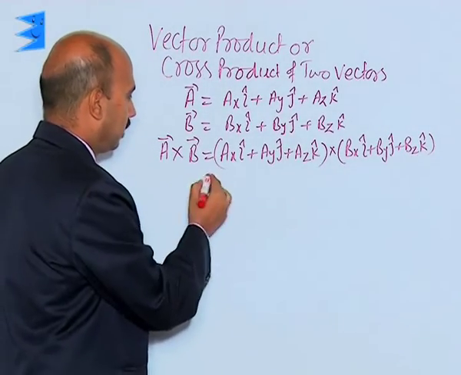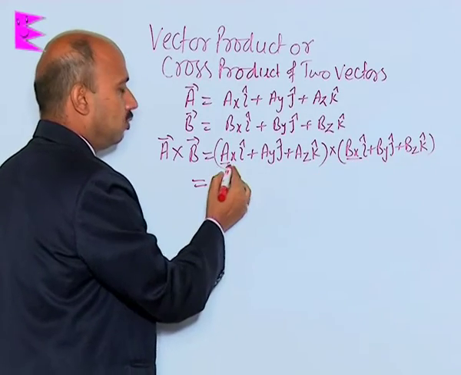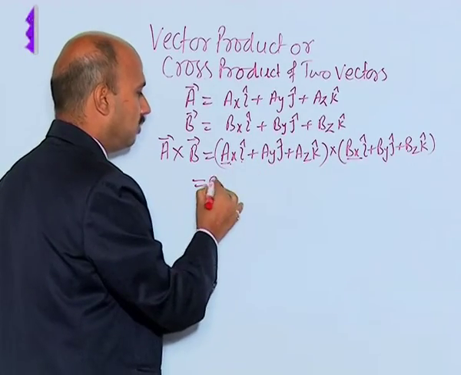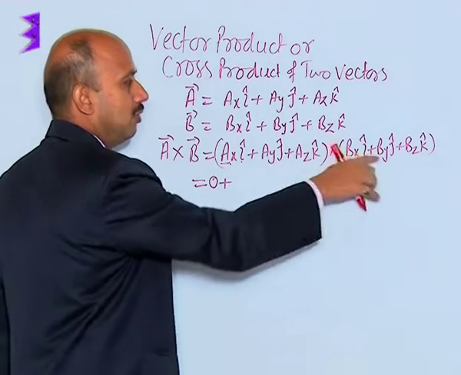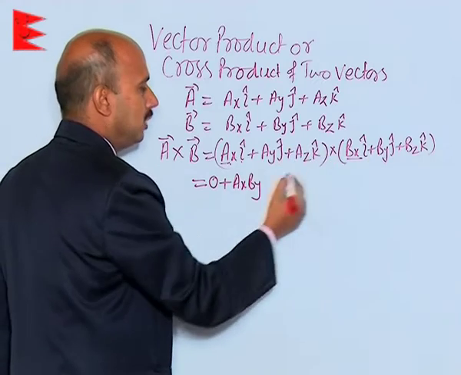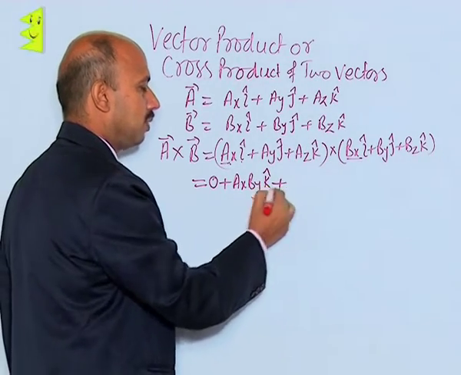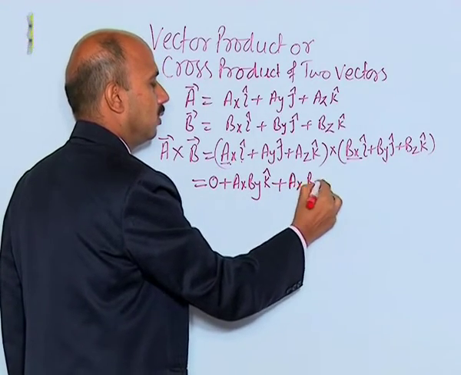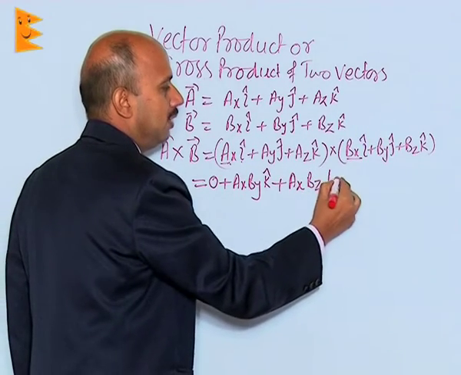Now multiply. When you are multiplying AX BX, but i cap cross i cap is 0, so this term will be 0. Then we can multiply AX BY, but i cross j cap, that is k cap, plus AX BZ, i cross k, that is minus j cap.